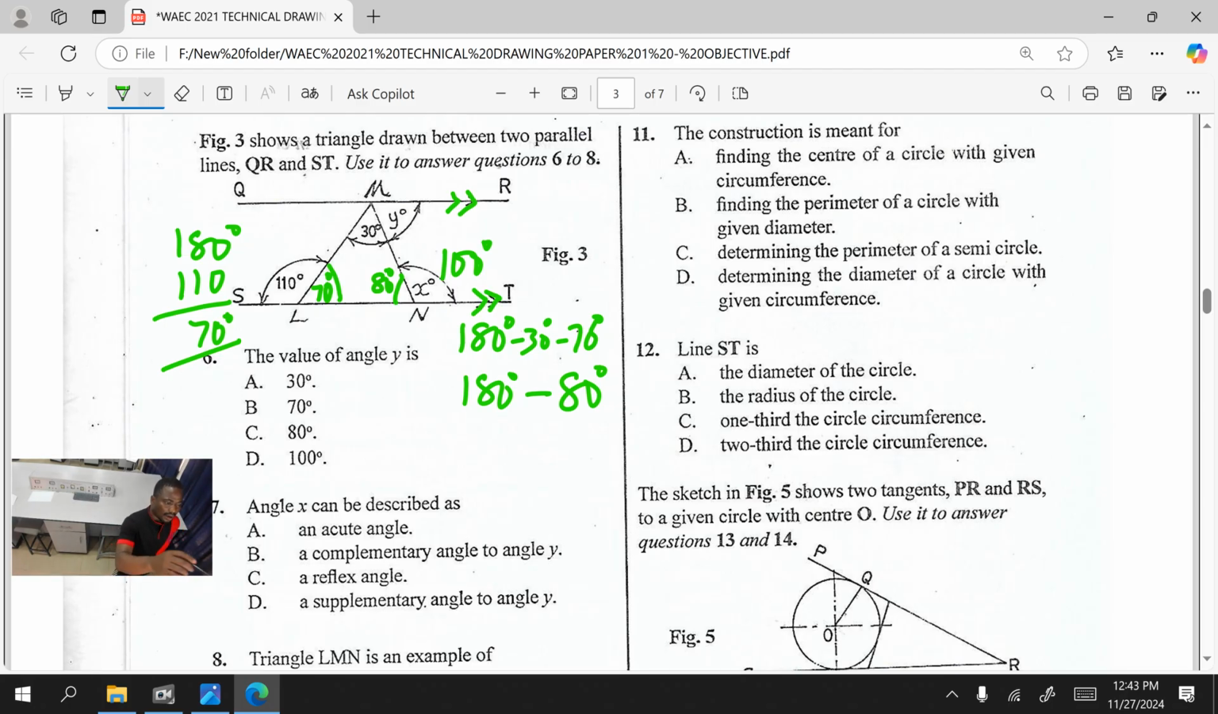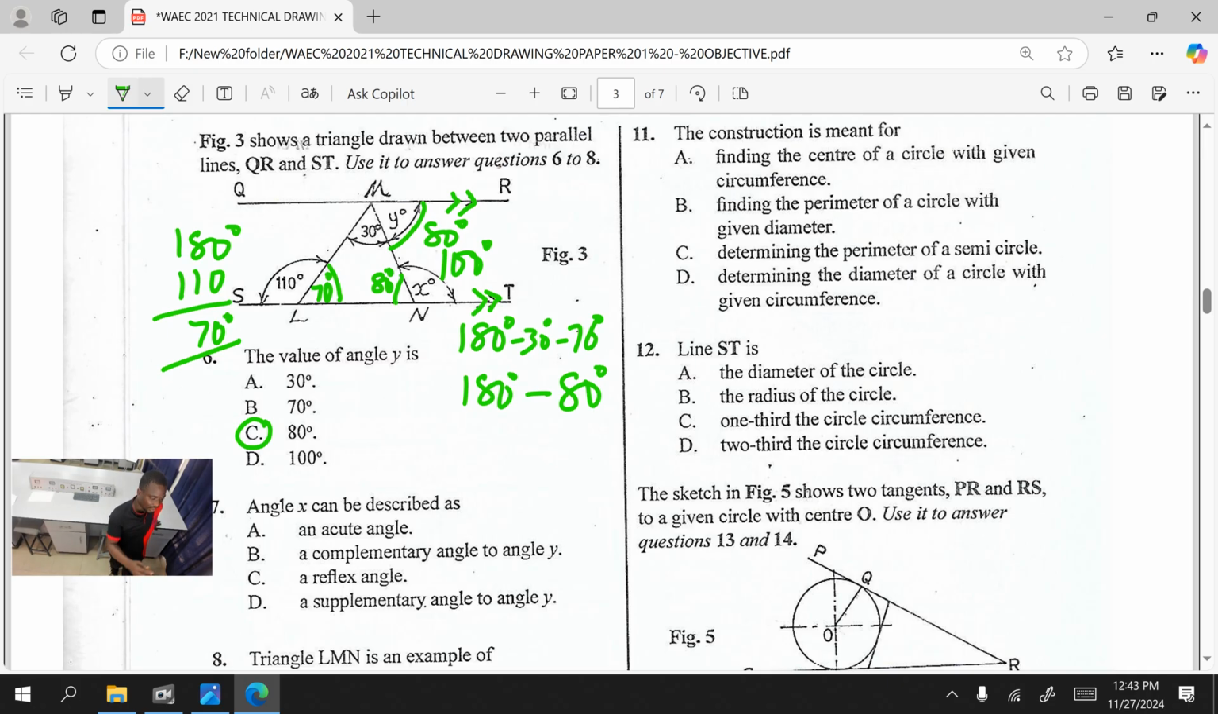So if 80 is on this side and y is on the other side, your thought is as good as mine. What do you think that value would be? It's going to be what? It is going to be 80 also. It's going to be 80 degrees. So that is called adjacent angles in mathematics.